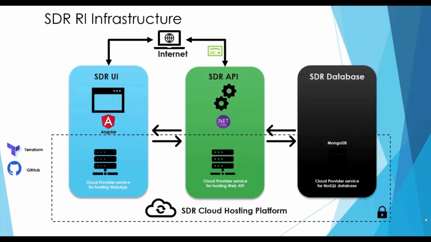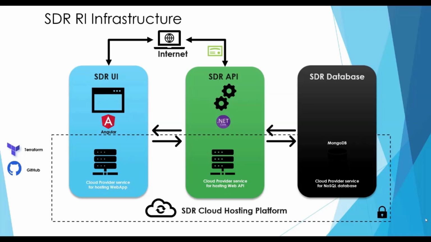The SDR reference implementation is hosted on a cloud platform leveraging its default network security and authentication features. The SDR RA infrastructure is configured to host three major components of SDR. The SDR UI web application, which is built on Angular, is hosted on web service from the cloud provider. The SDR API built on .NET Core is hosted on Web API service from the cloud provider. The API is additionally secured with certificate authentication. The SDR database is a NoSQL database from the cloud provider to store study definition documents.